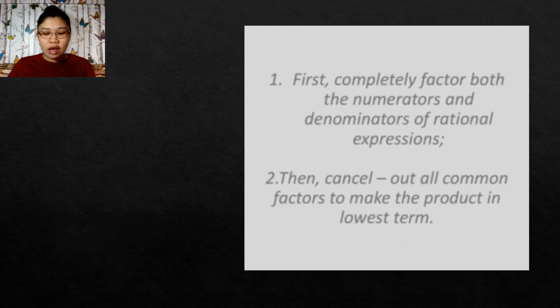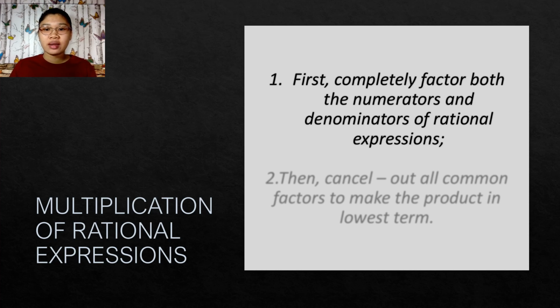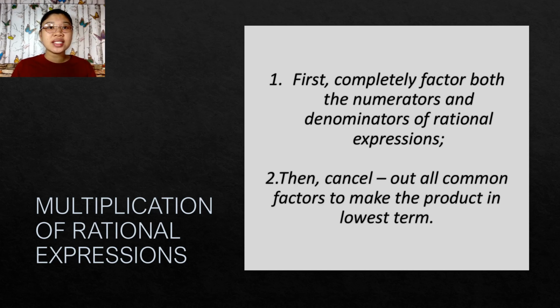We proceed now with the multiplication of rational expressions. So I am sharing with you two major steps in how to multiply rational expressions. So first, completely factor both the numerators and the denominators of rational expressions. And then, next we have to cancel out all common factors to make the product in lowest terms.